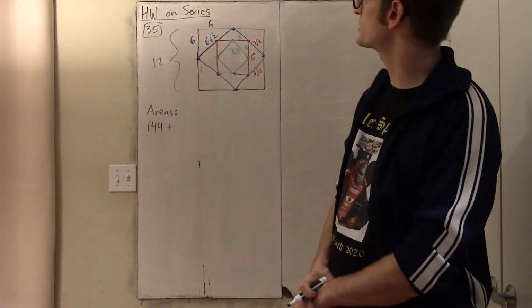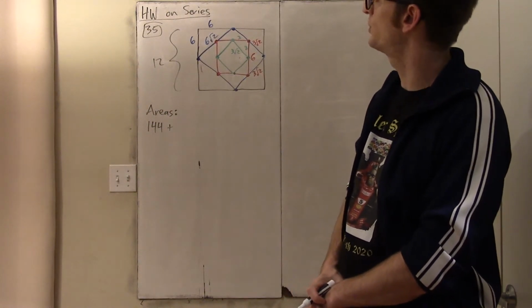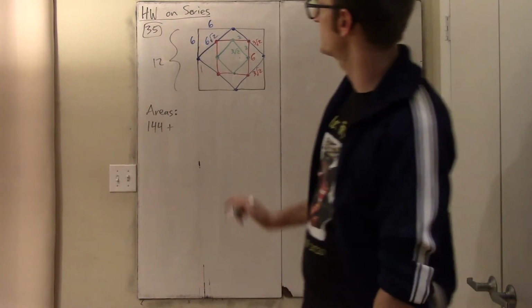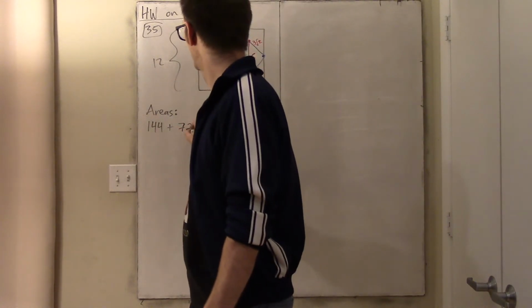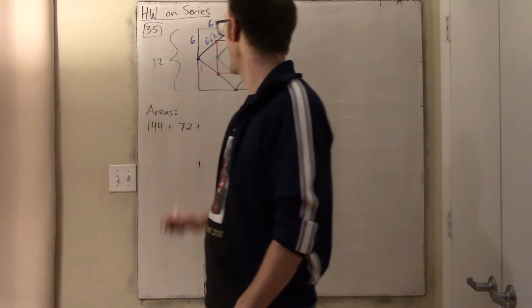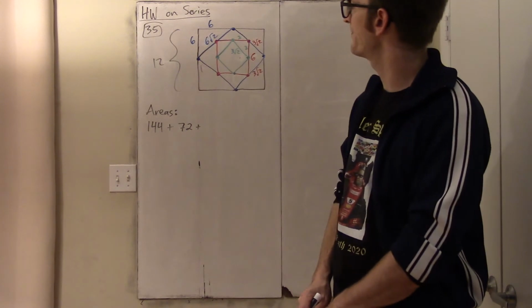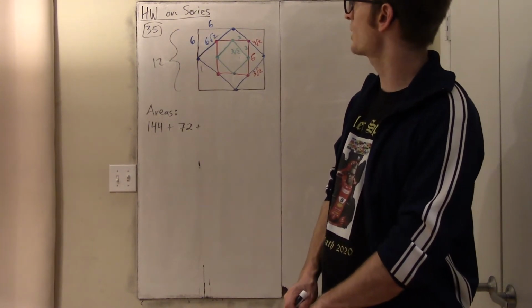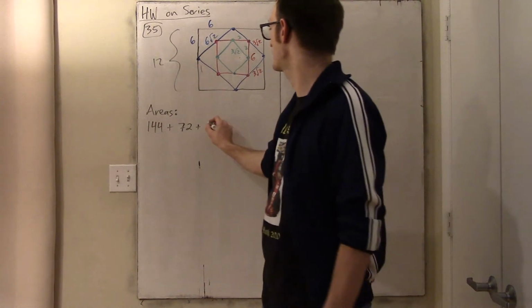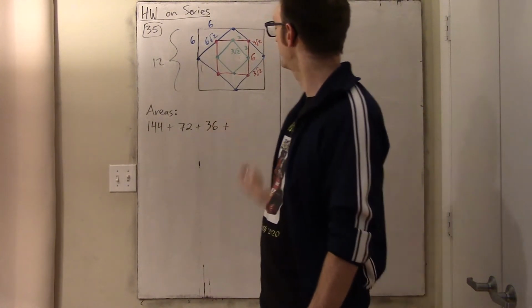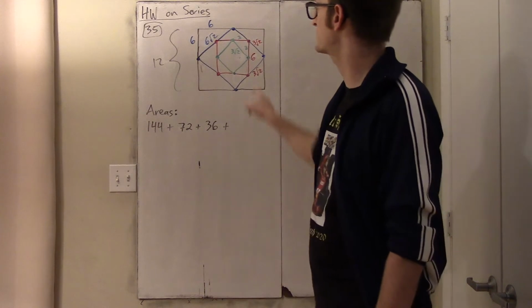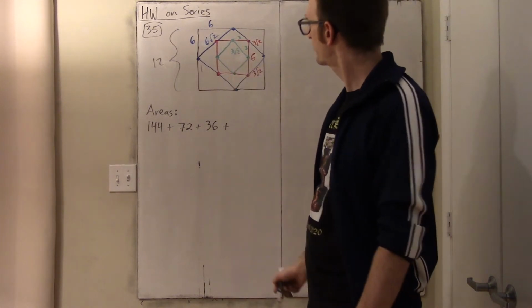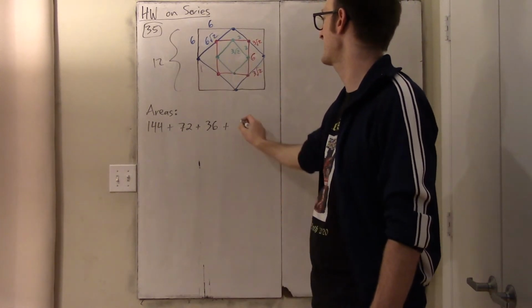Okay, what's the area of the blue square? Well, it's a square whose side length is 6 root 2. So 6 root 2 times 6 root 2 is 72. What's the area of the red square? Well, it has 6 on the side, so it's 6 times 6, so that's 36. And the green square is 3 root 2 on the side, so 3 root 2 times 3 root 2 is 9 times 2 is 18.